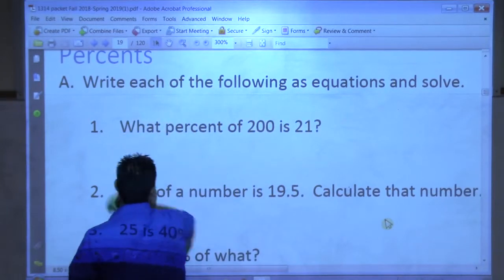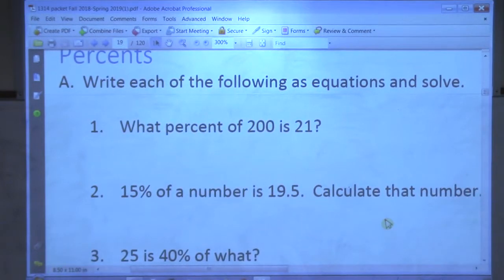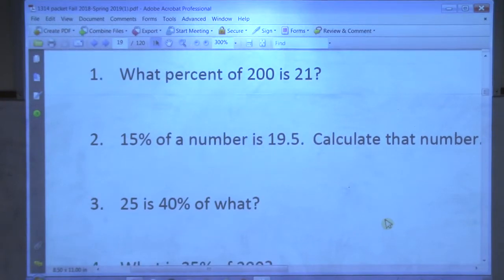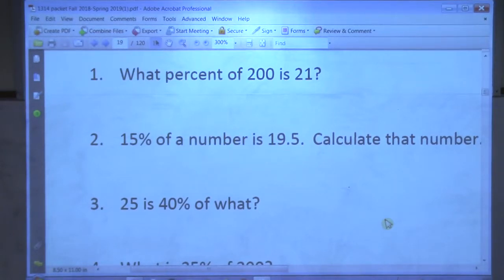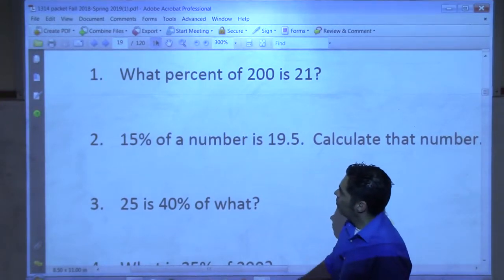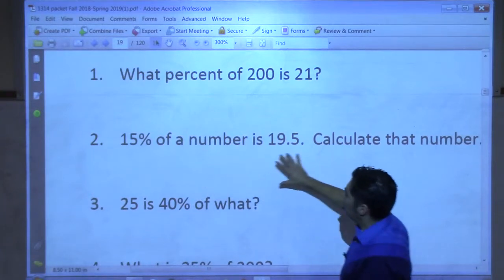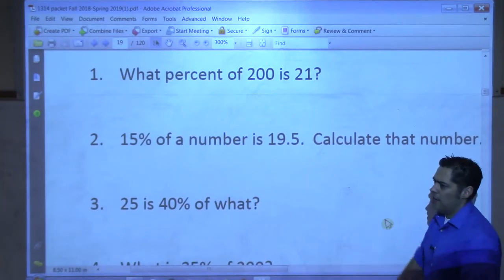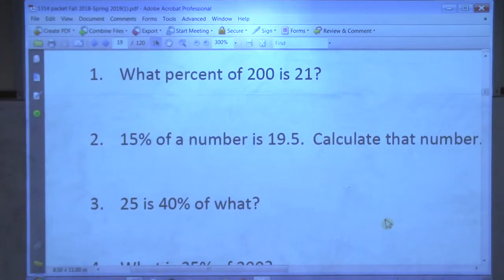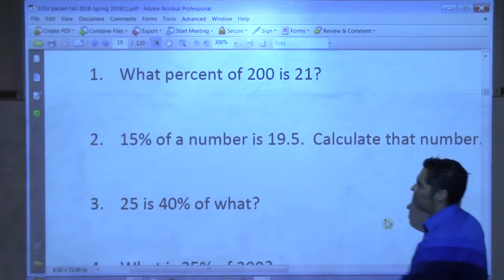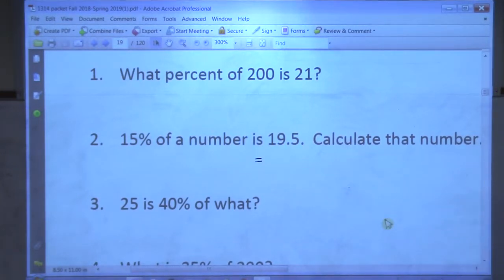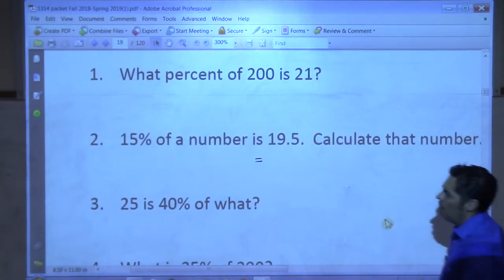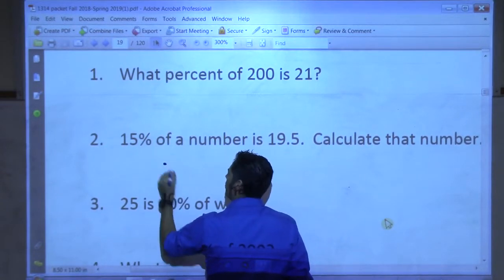All right, let's take a look at the next one. 15% of a number is 19.5. Calculate that number. Robert? Help me out, Robert. What are the things we're looking for in here? The things I said, like first try to identify and start writing your equation. The "is" is going to be our equal. Okay, what else? The "of" is multiplication, right? Okay, so I have multiplication here.